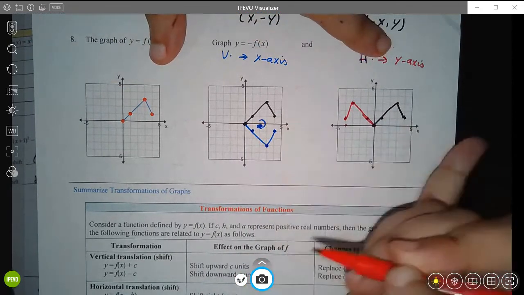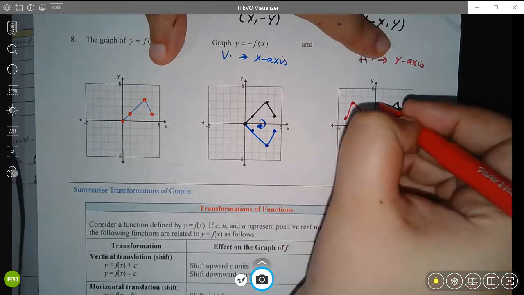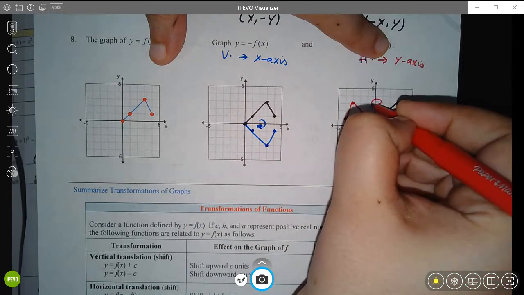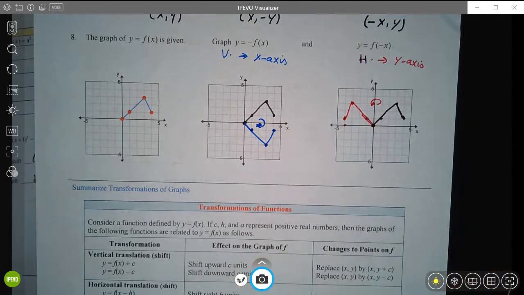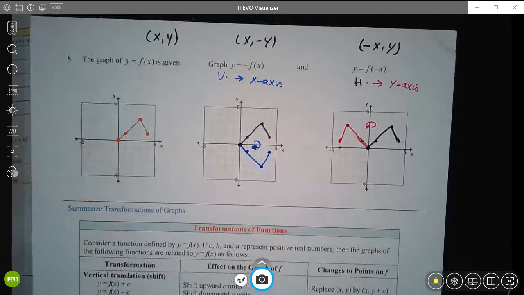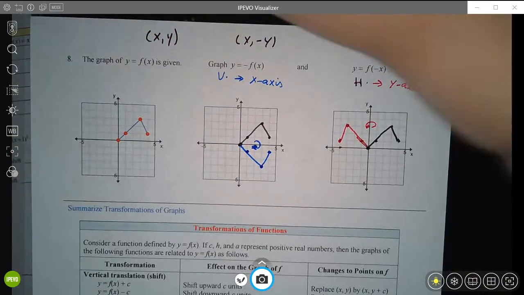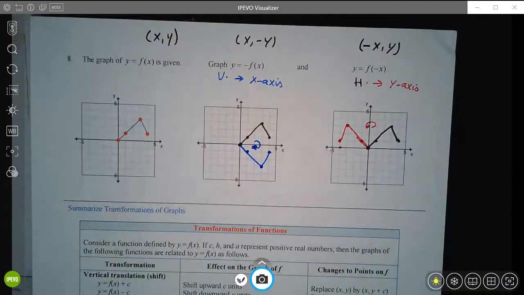Now the reflection happened horizontally, which means it's across the y-axis. Yes? Any questions about the fraction? Anything at all?